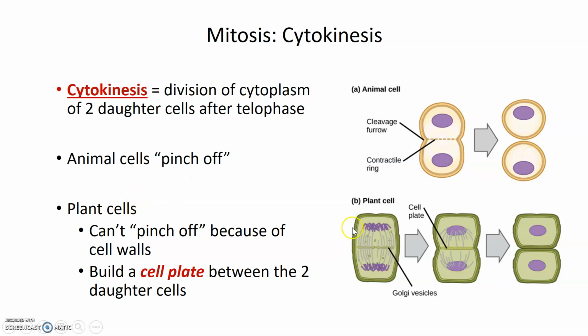But a plant cell has a cell wall around the outside, which is hard, meaning that cell can't pinch off. And so in plant cells, the cell after telophase has to build what's known as a cell plate, which is basically cell membrane and cell wall components that will separate these two new daughter cells at the end of cytokinesis. And so animal cells pinch off, plant cells must build a cell plate to ultimately become cell wall between two new daughter cells.